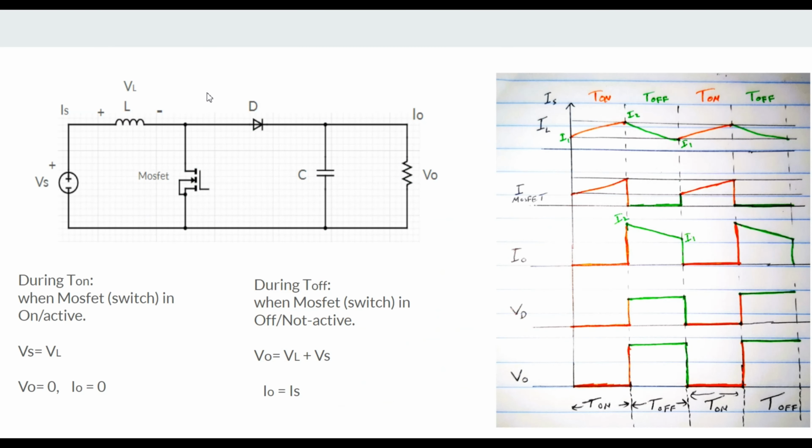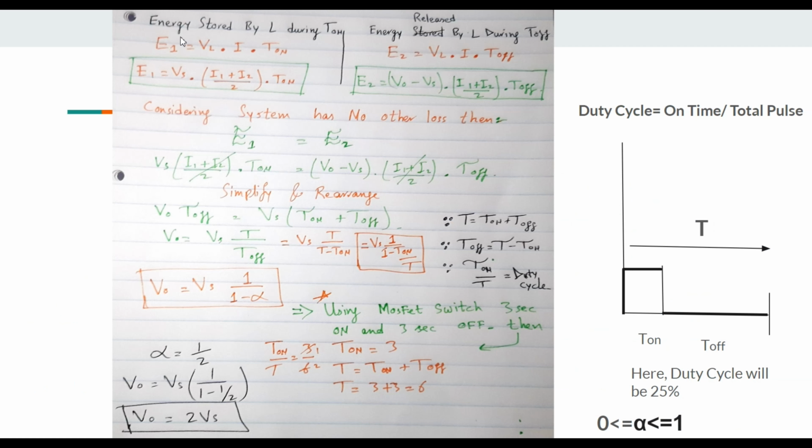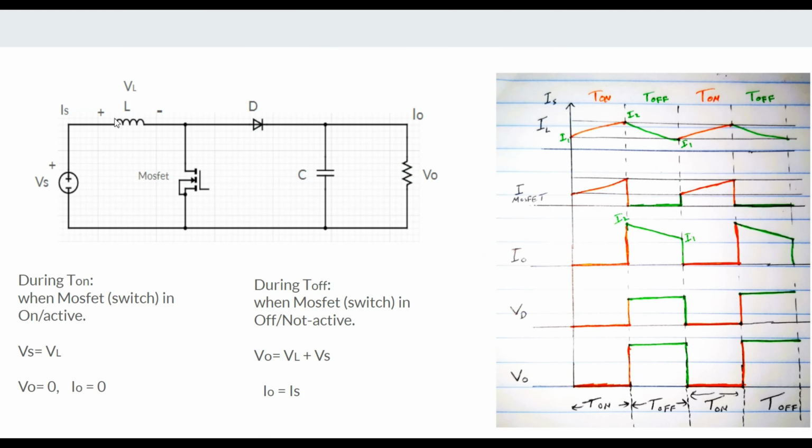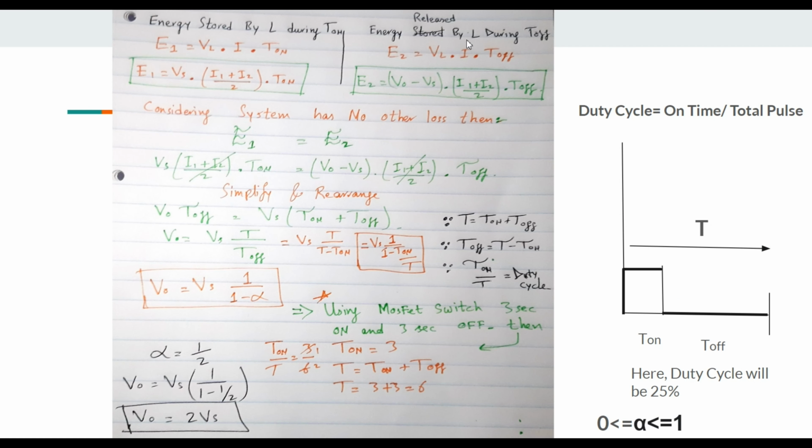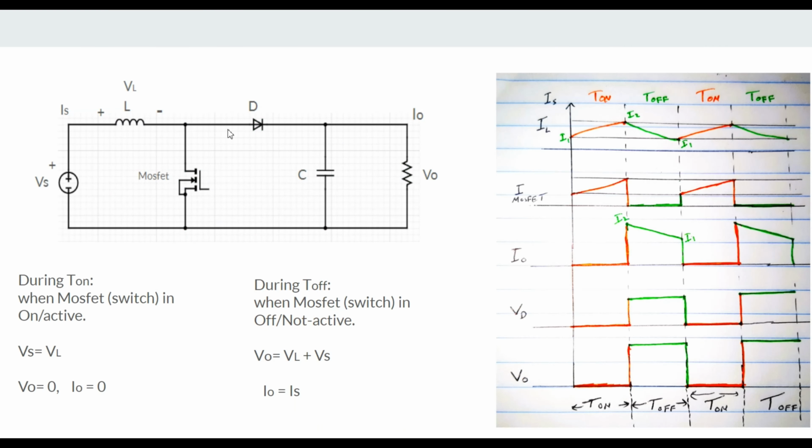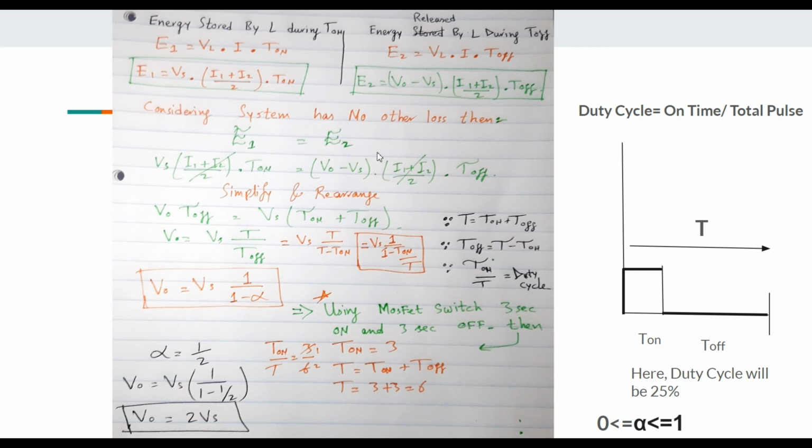So you have to have a complete understanding of how the MOSFET will work here. Let's go to the calculation part. Here we can consider the energy stored by the inductor during on time, and the energy released by the inductor during off time, or the energy collapsed by the inductor at off time on this output. Let's take the equations. E1, the energy, will be VL, the voltage at the inductor, into current into T on, the time on. In the same way, E2 is equal to VL dot I dot T off.